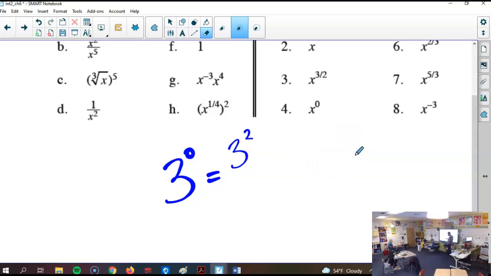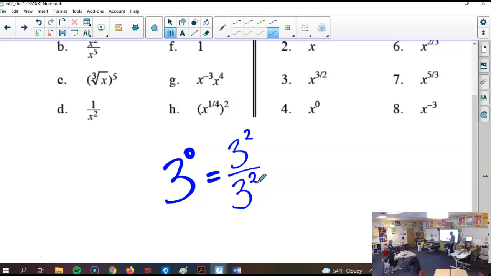There are rules that we use with our exponents, right? What if I did this? That'd be 3 to the 4th. So instead, what if I do this?